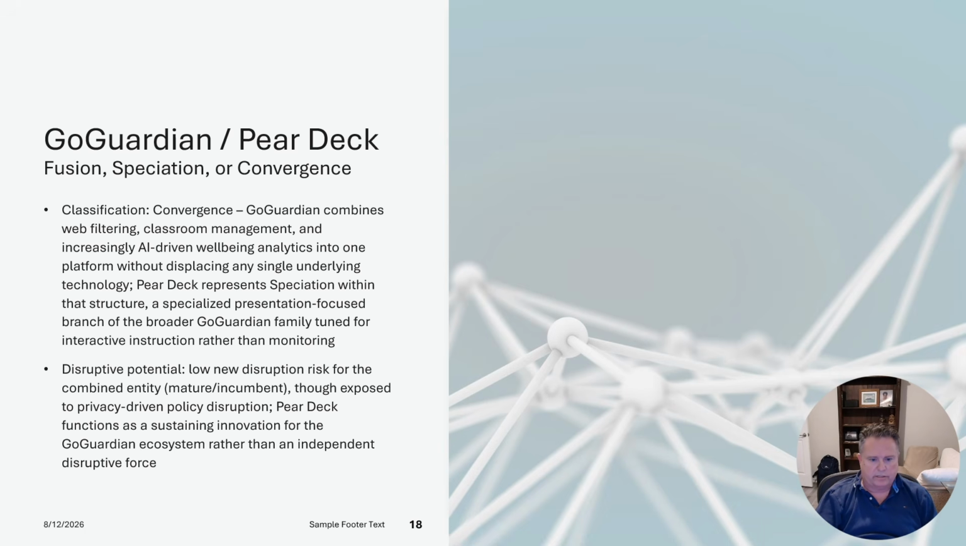Their disruptive potential is low new disruption risk for the combined entity, a mature incumbent, though exposed to privacy-driven policy disruption. PeerDeck functions as a sustaining innovation for the GoGuardian ecosystem rather than an independent disruptive force.